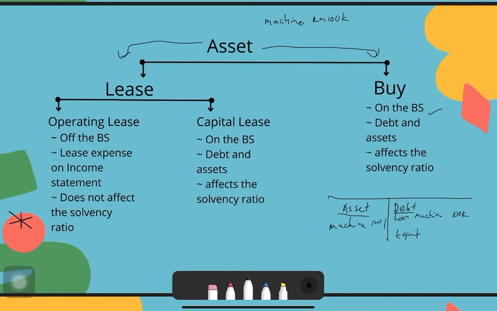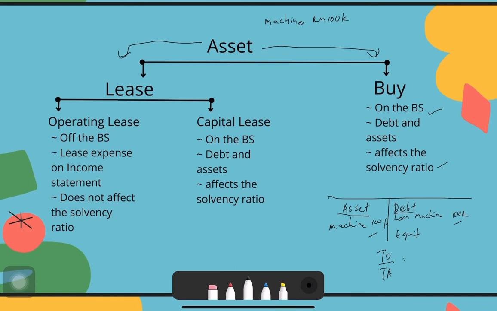What happens when the company records it on the balance sheet? It will affect the solvency ratio. We know that when we calculate the solvency ratio, the total debt must be divided by the total asset. So when the debt increases and the asset increases, so does the solvency ratio. So the business should keep the solvency ratio low. So buying the asset using debt may not be the best option for the company.